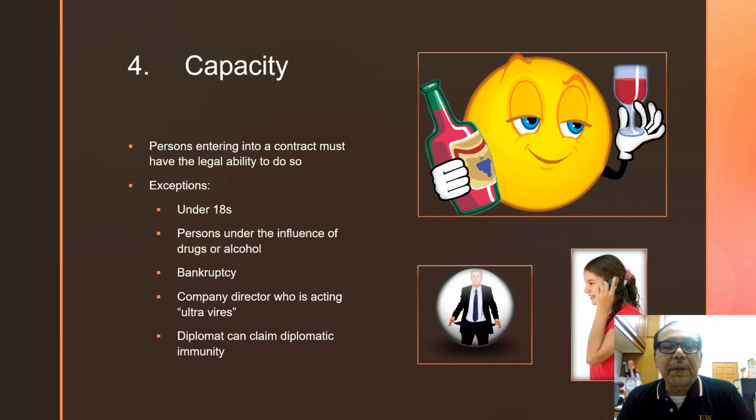A diplomat can claim diplomatic immunity. If a diplomat, an ambassador, our ambassador to another country, or another country's ambassador to our country, becomes ambassador in our country, they can claim diplomatic immunity for signing the contract.